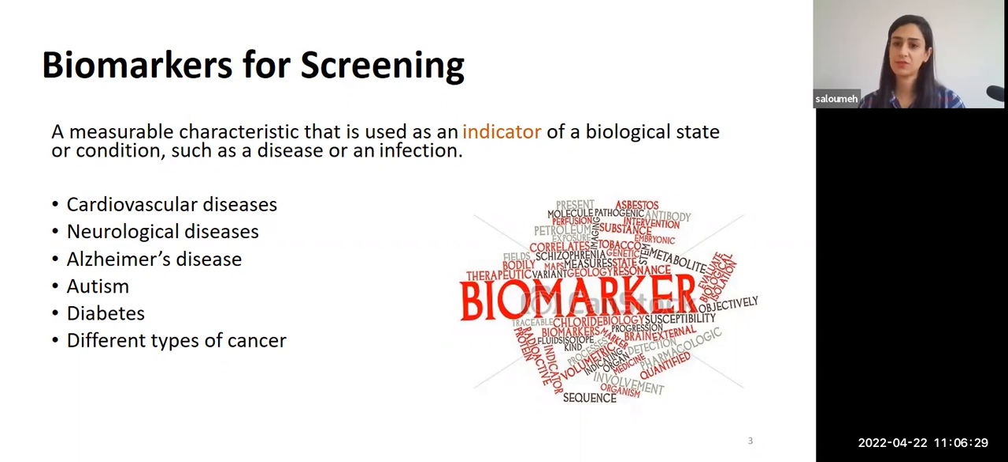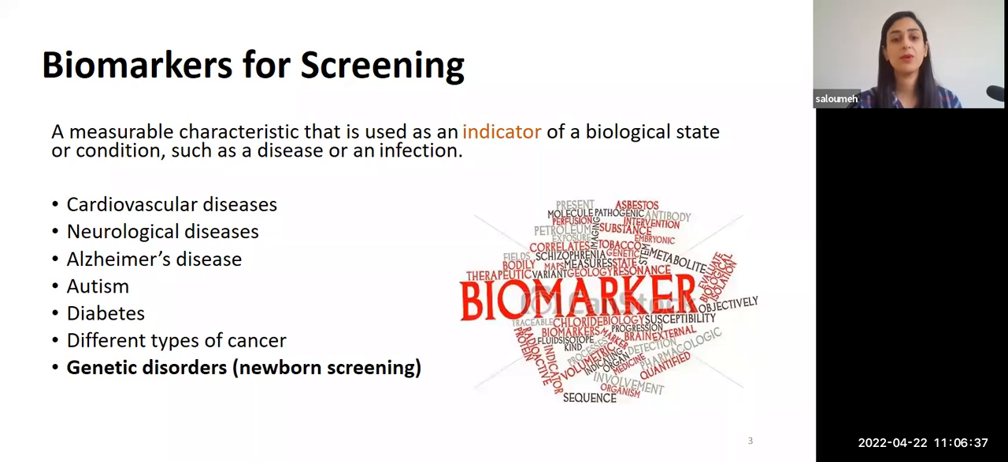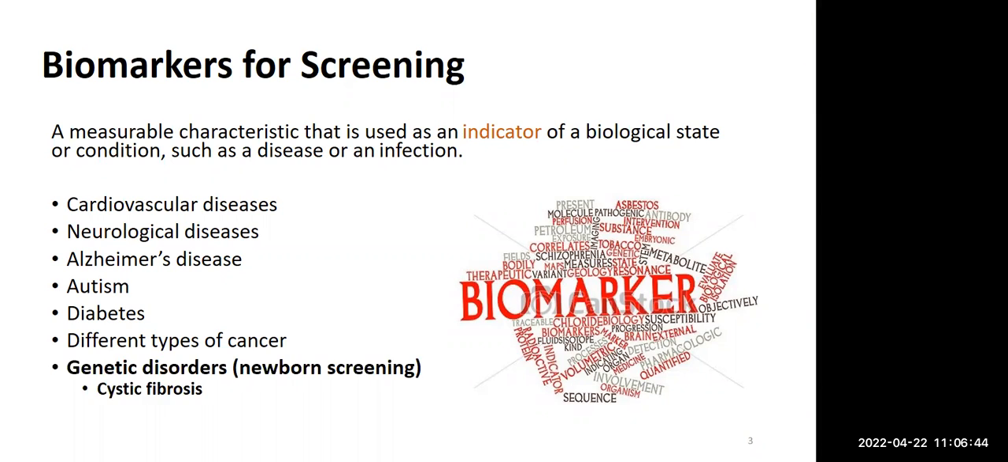Biomarkers are used in the screening process of a wide range of diseases, from cardiovascular disease to autism, diabetes, and different types of cancer. But today's presentation is about using biomarkers in newborn screening for genetic disorders, with a focus on newborn screening for cystic fibrosis.